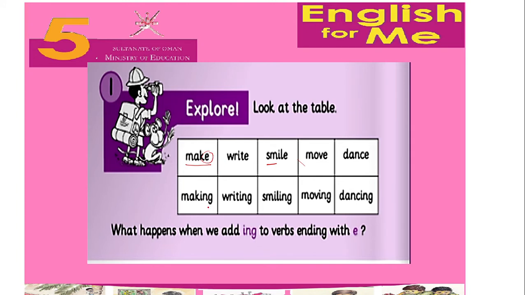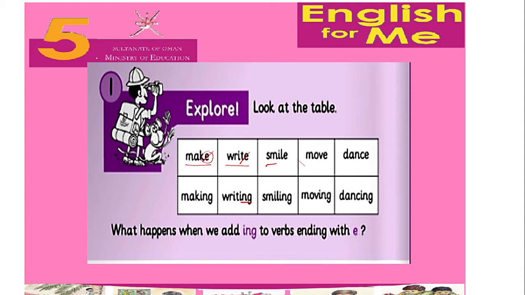I added ing to make. What happened, my students? Very good. I deleted the e. So I deleted the e and I add ing. Making. Let us look here also. Right. I have e here at the end. When I add ing, there is no e, so I deleted the e also. Is that clear, my students?